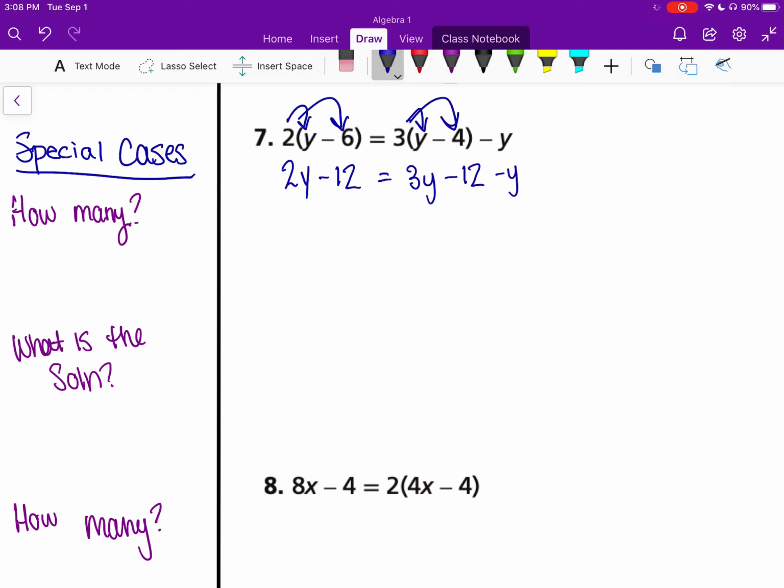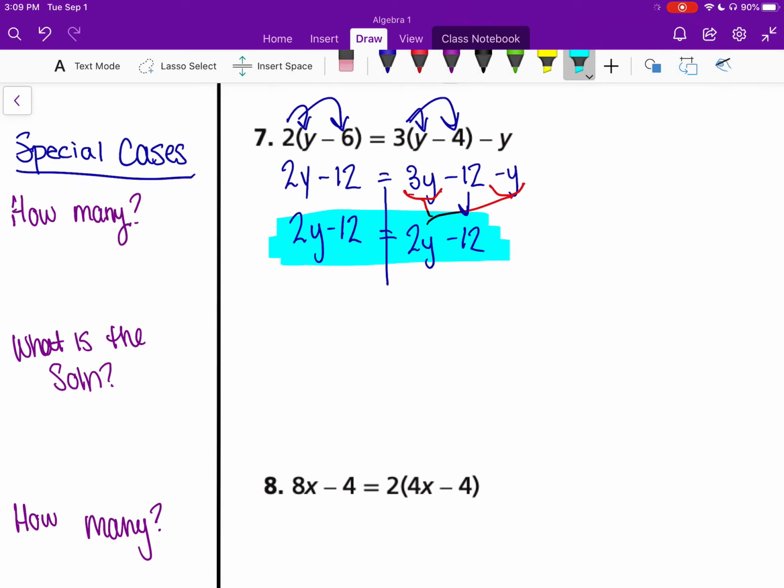We are not ready to do any type of opposite operation on both sides until we simplify. So let's look at both sides of our equation. 2y minus 12. That's as simple as it can go, so I'm going to bring it down. 2y minus 12. But what about 3y minus 12 minus y? Look, we've got a 3y minus y. So what is 3 y's take away 1y? That's 2y. And we bring down that minus 12. Now look right here. What do you notice about both sides of the equation? Both sides are the same.